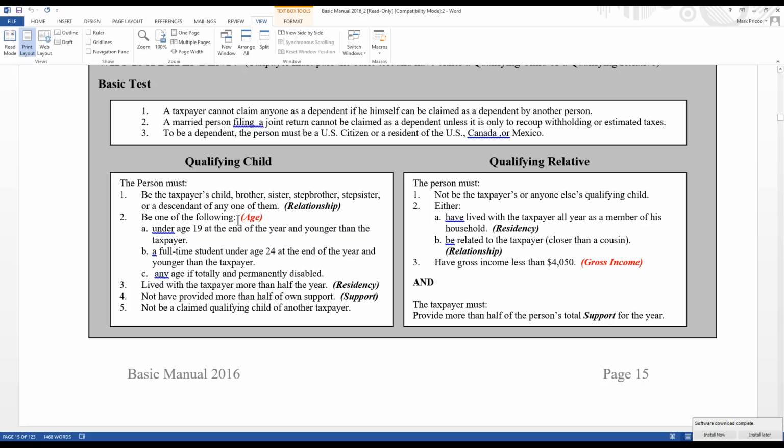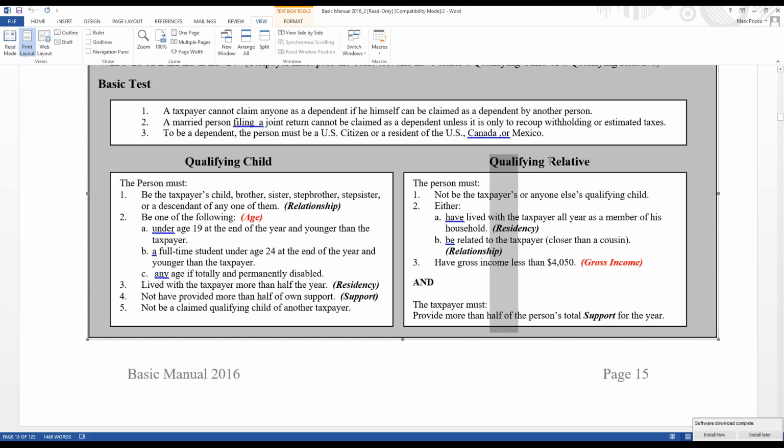So these are the 4 tests. The last one is not being claimed as a qualifying child of another taxpayer. As long as no one else is claiming them, because if someone else is claiming them, we're not putting them on the tax return normally. So it's usually relationship, age, residency, and support. If they meet those tests, they're labeled a qualifying child, and when we talk about earned income credit and child tax credit, you'll find out that that's where the real money is.